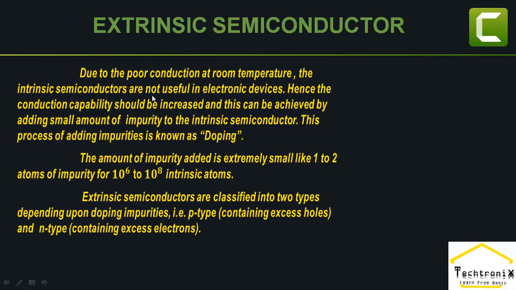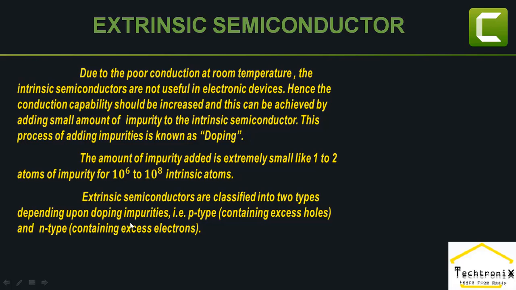Due to poor conduction at room temperature, intrinsic semiconductors are not useful in electronic devices. Hence, the conduction capability should be increased, and this can be achieved by adding a small amount of impurity to the intrinsic semiconductor. This process of adding impurities is known as doping. The amount of impurity is extremely small, like 1 to 2 atoms of impurity for 10 to the power 6 to 10 to the power 8 intrinsic atoms.